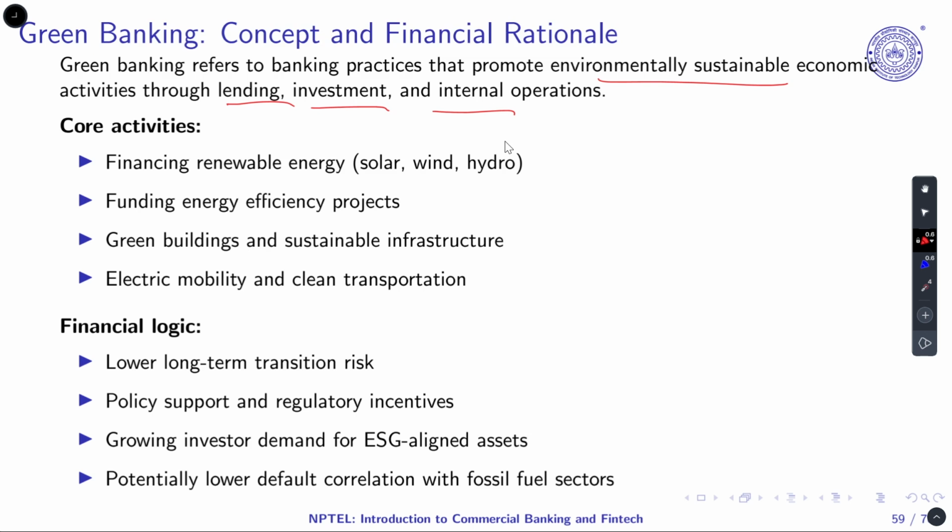For example, if you are looking at energy efficiency projects, in India the Government of India launched the Perform, Achieve and Trade scheme, the PAT scheme. Under that, if firms have borrowed, it is called PAT. Financing renewable energy, so solar, wind, hydro, funding energy efficiency projects, it is all about this. Green buildings and sustainable infrastructure, electric mobility and clean transportation are also included.